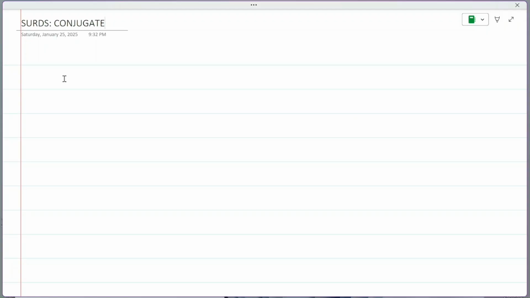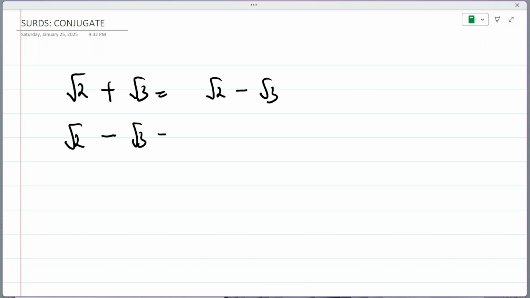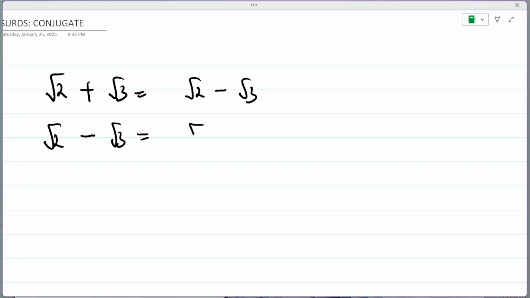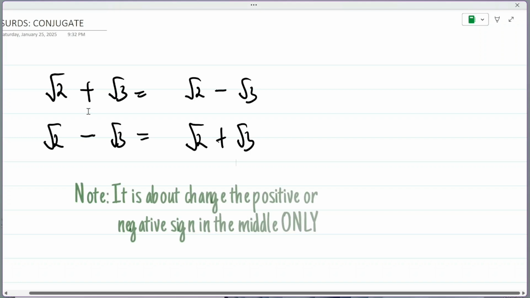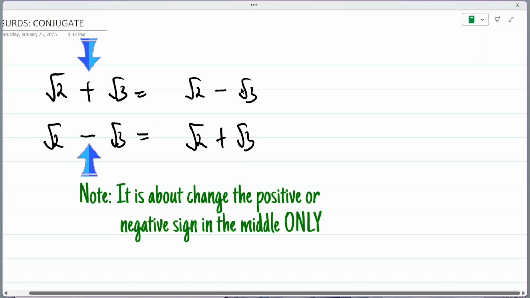Conjugate of surds. Let's say, for example, you have root 2 plus root 3. The conjugate is root 2 minus root 3. You change the sign from positive to negative. Let's say we have root 2 minus root 3. The conjugate is root 2 plus root 3. It's all about changing the signs from positive to negative or from negative to positive.